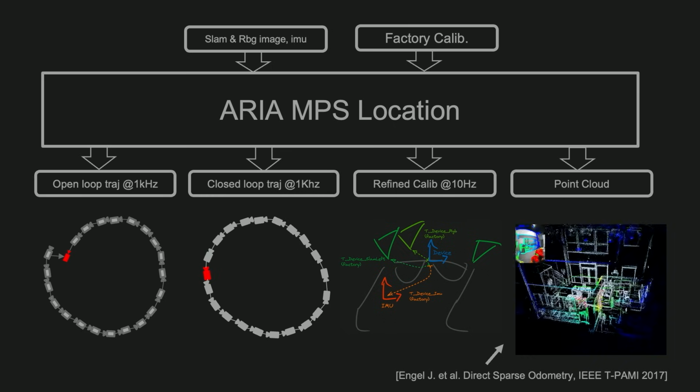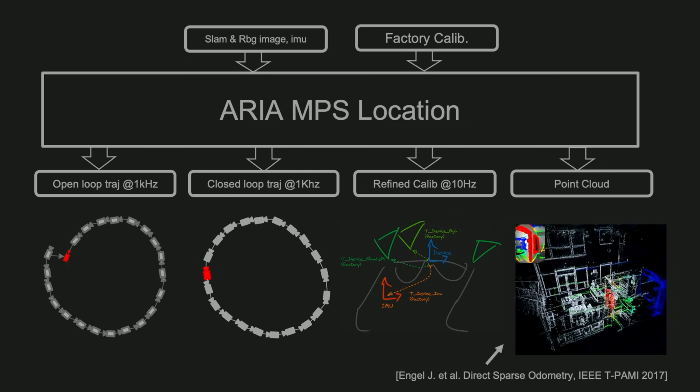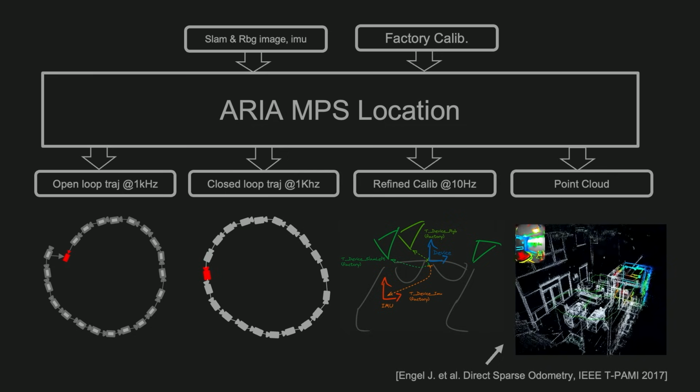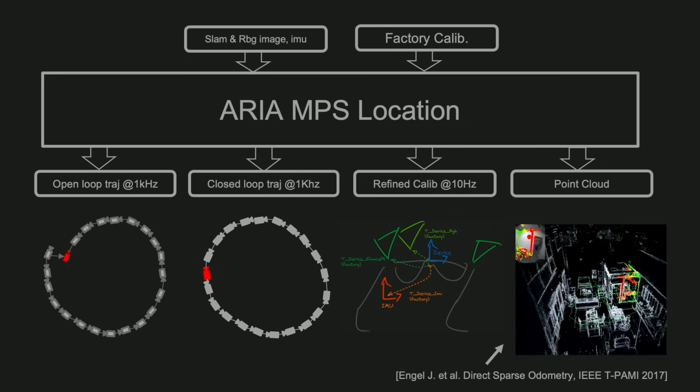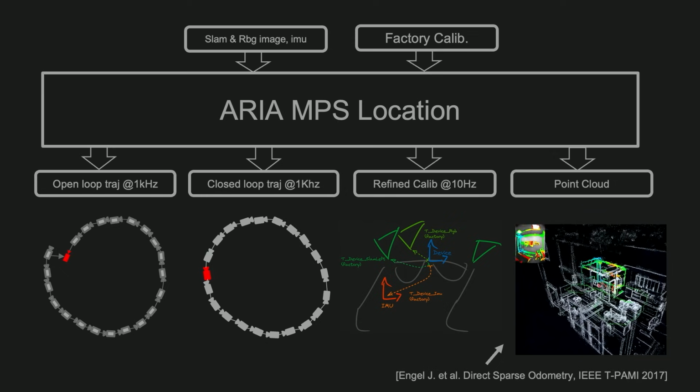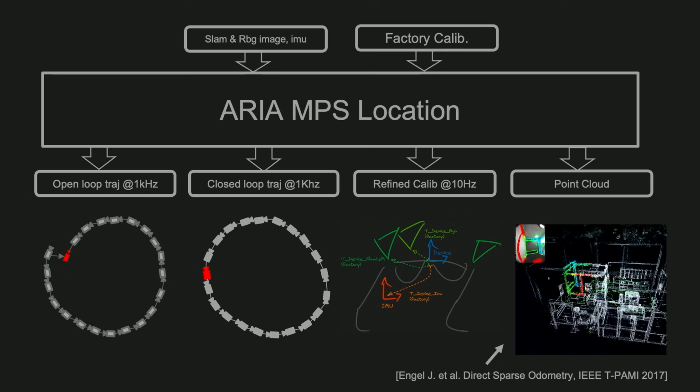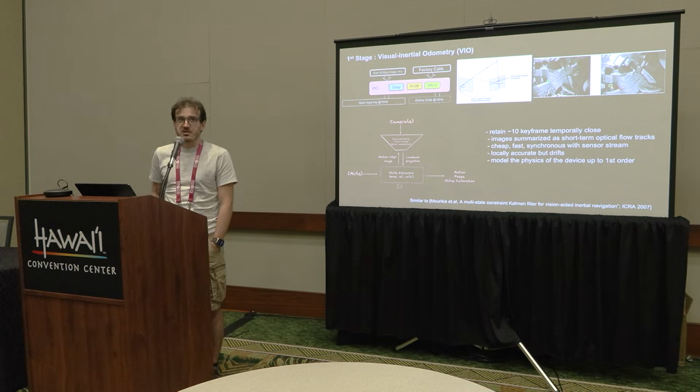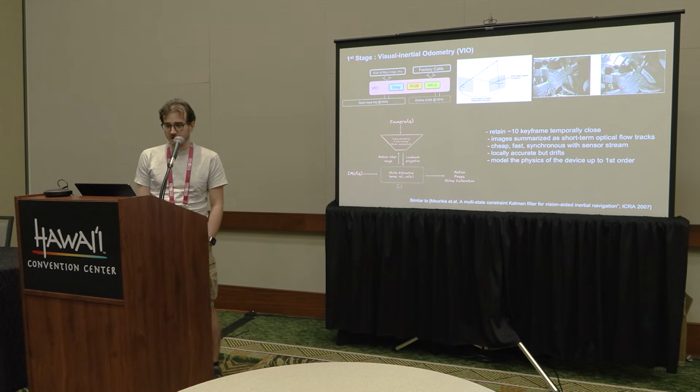There is also an extra output: a point cloud. This point cloud is computed using the trajectory from the SLAM service, but it's not by itself the map that we use for SLAM. It's a user of the SLAM service. So I'm going to dig into how we actually compute this trajectory and calibration.